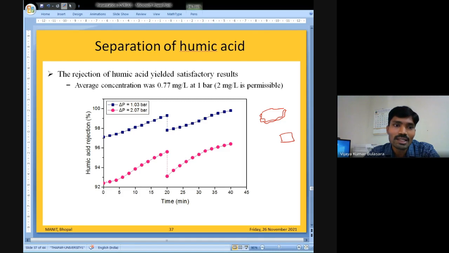That means, on an average, 95% is rejected, so 5% is passing through the pores. But in the case of 1 bar pressure, on an average about 99% of the particles are rejected by the membrane. Only 1% are passing through. So at 1 bar pressure, the average concentration in the permeate was only 0.77 ppm, whereas 2 ppm is permissible. Therefore, we achieved the desired separation of humic acid at 1 bar pressure using membrane M4.